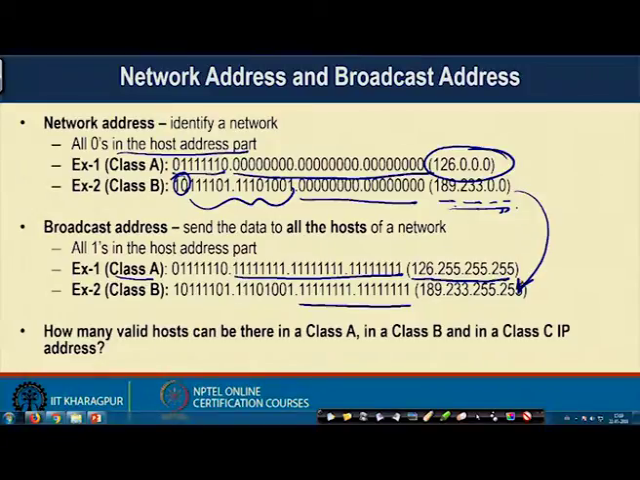So, for every individual network address, you should not put all zeros or all ones in the host address part as a host address. These two are omitted. Because these two are omitted, all zeros and all ones are not used as a host address. If I ask you how many valid hosts there can be in a class A IP address, we can compute it this way.